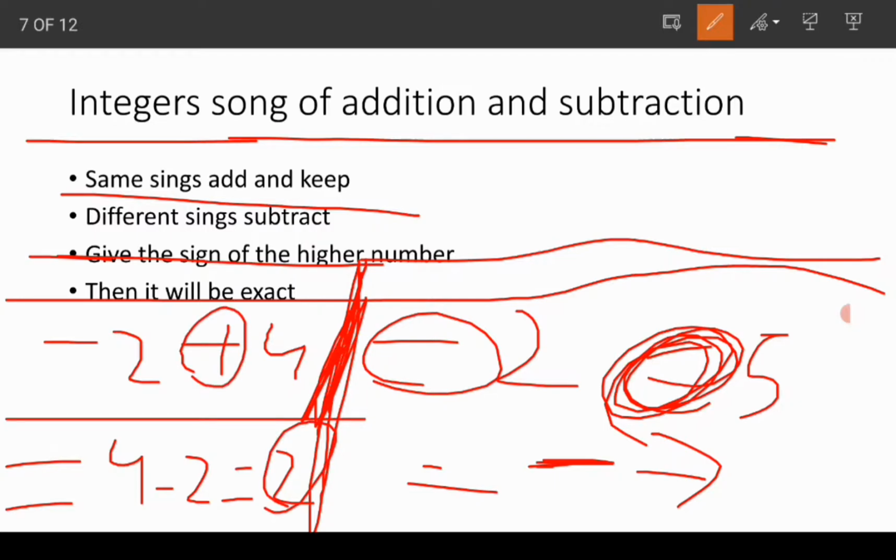So here, what symbol will come? Plus 2. Who has understood? Keep a thumbs up symbol, the timestamp.